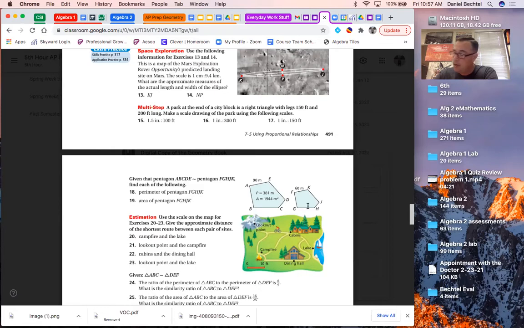Then the small one, they gave us a side of 60. We don't know the perimeter and we don't know the area. And those are what our two problems are. 18 is the perimeter, 19 is the area.